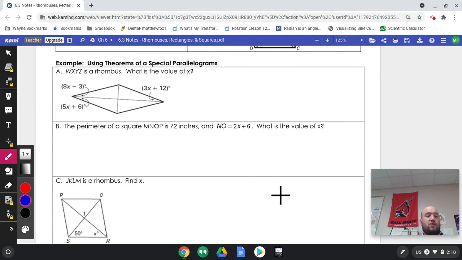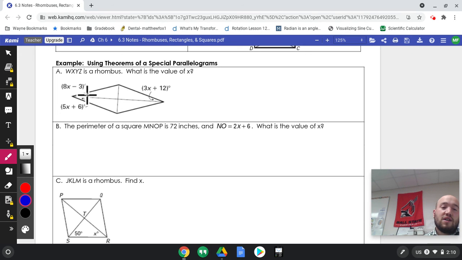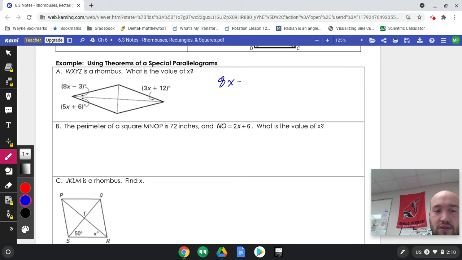If we look at this first one, if this is a rhombus, then our diagonals bisect the angles. So I know these two will have to be equal. I can just do 8x minus 3 equals 5x plus 6. Subtract the 5x, add the 3. We'll get 3x equals 9, so x equals 3.